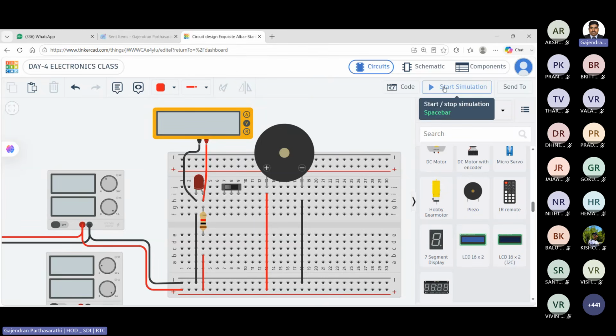Now everyone ensure your headphone sound is minimized, because if I turn on and increase the voltage, this buzzer will give a sound to you in the online forum.